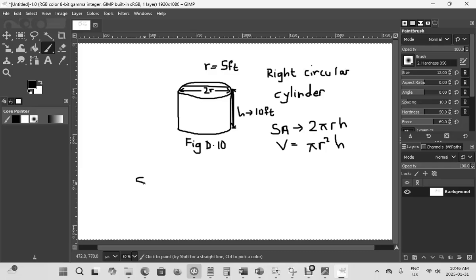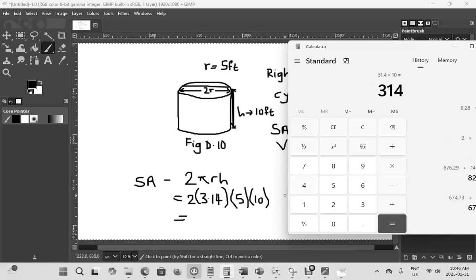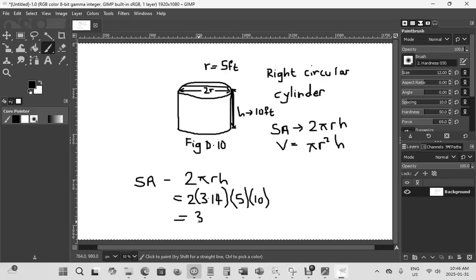To figure out the surface area, this will be 2 pi RH, which means that this will be 2 into 3.14 into R, let's say your radius is 5 feet, into height, which is 10 feet. So this will be 2 into 3.14 times 5 times 10. So 314. This will be feet square.